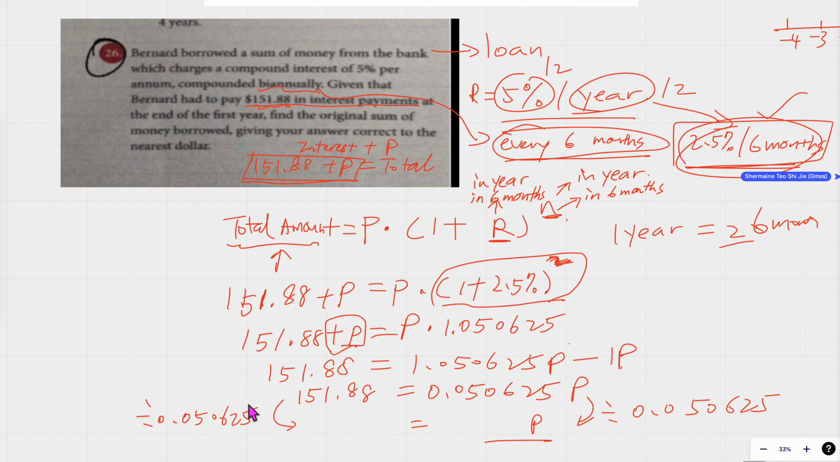So I get 151.88 divided by the answer. Okay, I get 144.56. Does it make sense? Yeah. Okay. Correct. So this is the one.